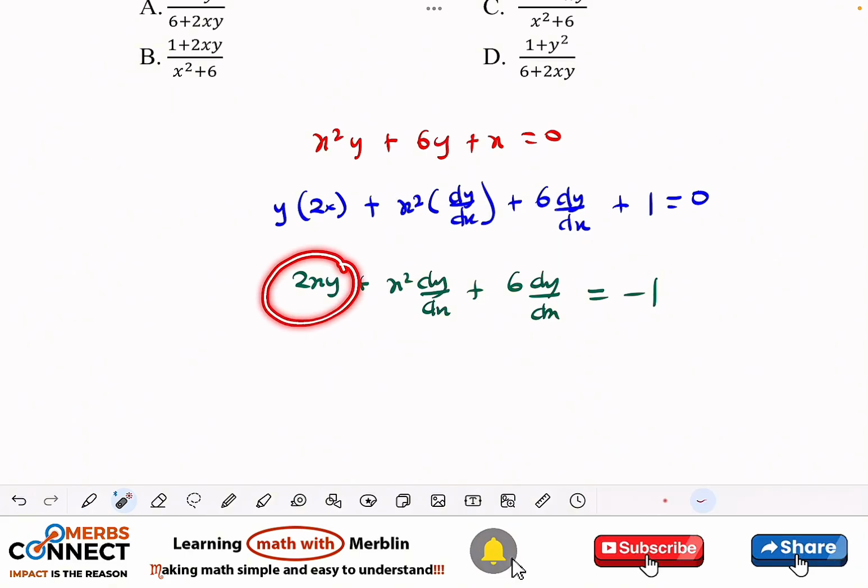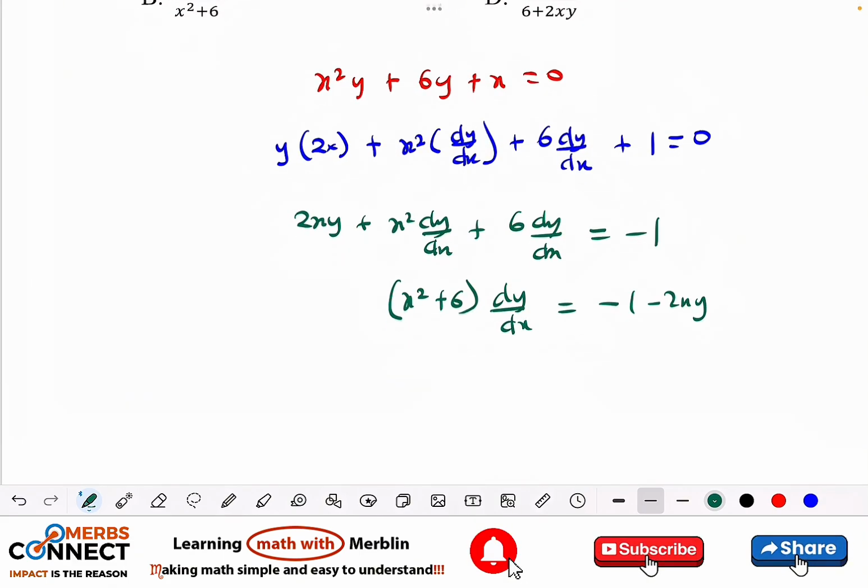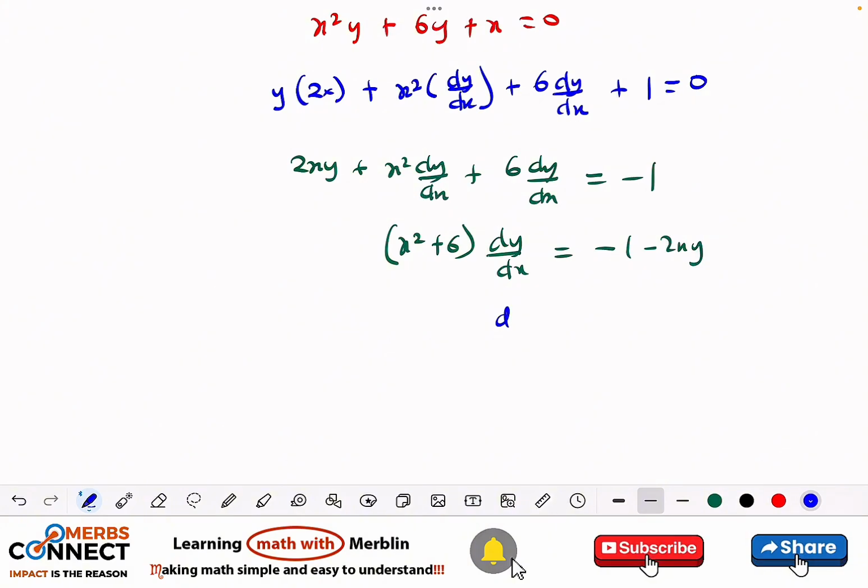Now I'll move this one to the right again, but I need to factor this and this out. So I'm going to have x squared plus 6 times dy over dx is equal to minus 1 minus 2xy. So what will be dy over dx? This will be equal to minus 1 minus 2xy divided by x squared plus 6.